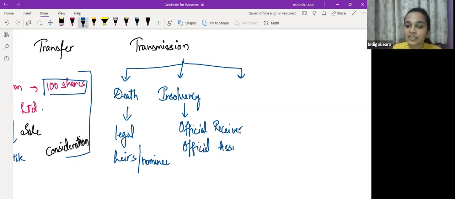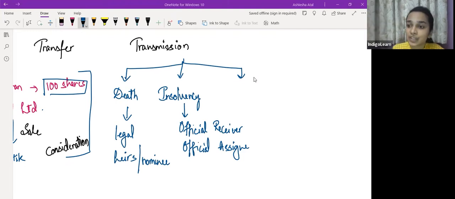Who is an official receiver or official assignee? Just like in the case of company liquidation an official liquidator is appointed, whenever a person is declared as an insolvent, a person is appointed by the court who takes care of this insolvency procedure of selling the assets and paying off the liabilities using the proceeds of the assets. That person is called an official receiver or an official assignee. He is appointed by the court. So in case of insolvency, the shares will be transmitted to either the official receiver or the official assignee.